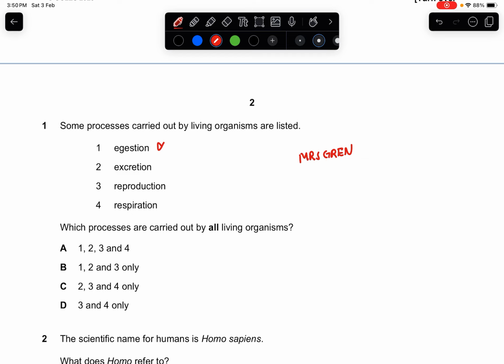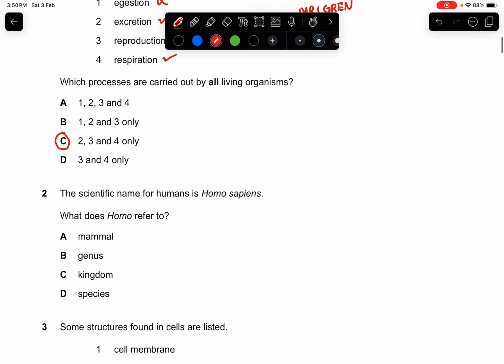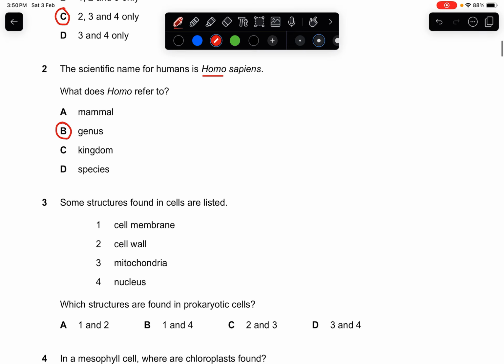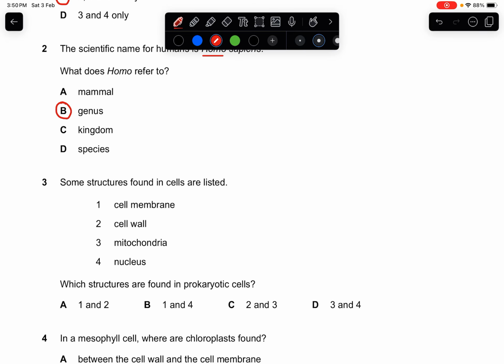So for egestion, it's definitely no. We have excretion, reproduction, and we have respiration. So the answer is C. Question 2. The scientific name for humans is Homo sapiens. What does Homo refer to? So Homo is basically this one, which is the genus. The genus is always capitalized, okay?